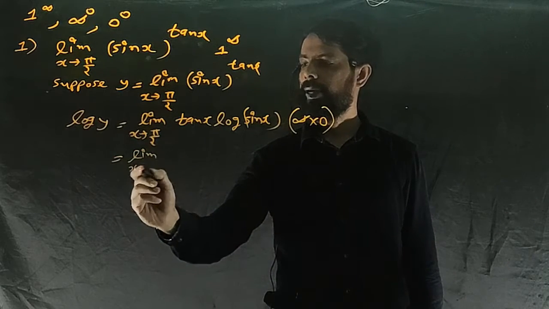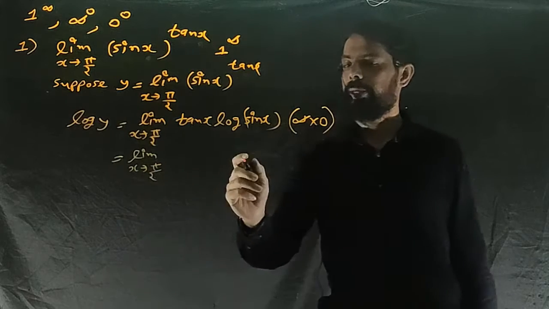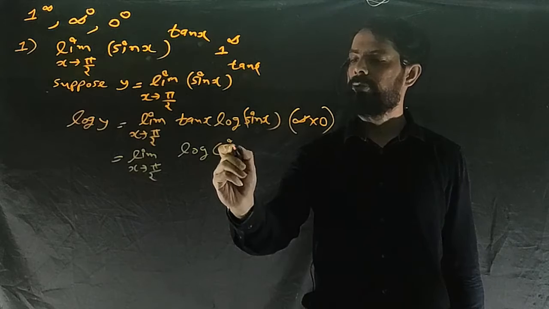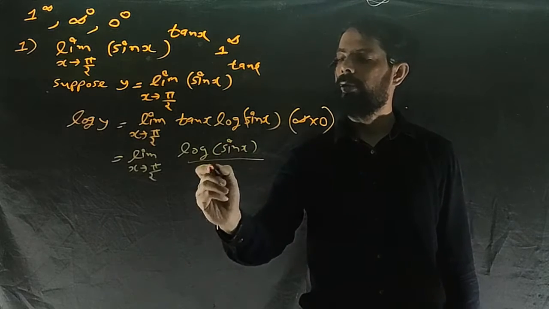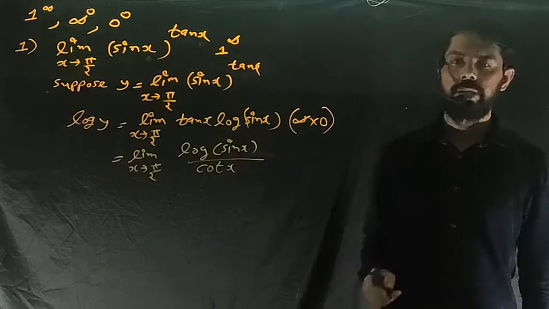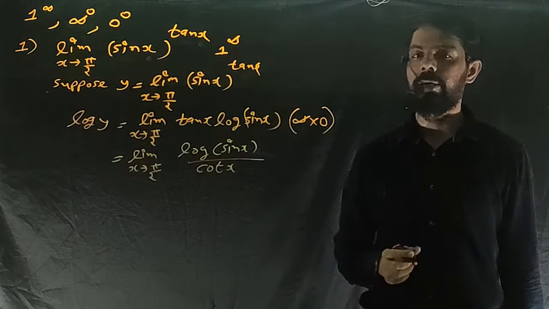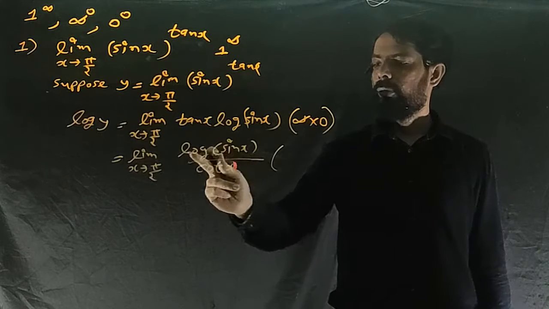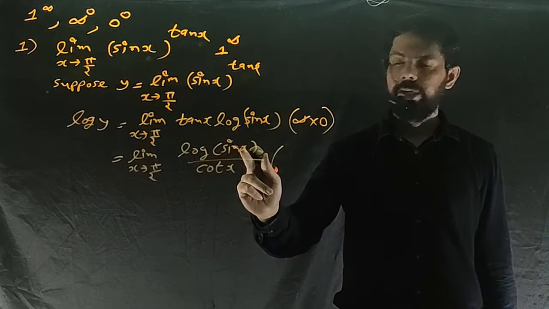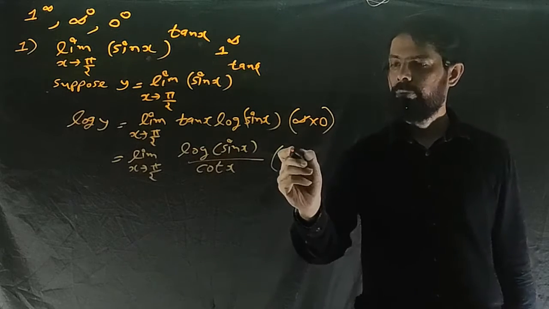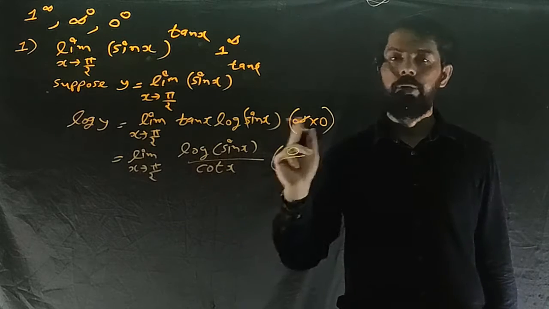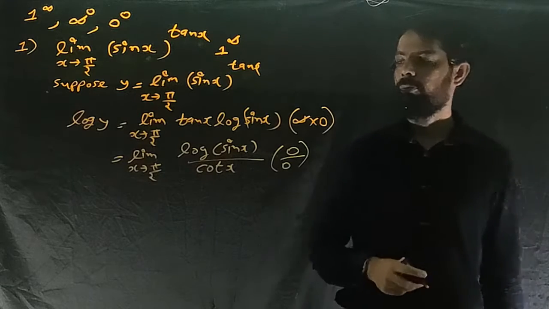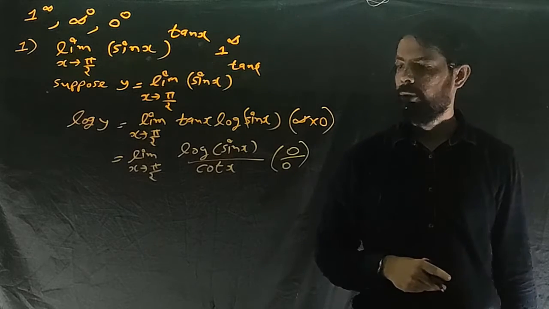here we will write down limit x tends to pi by 2. Okay, so here this can be written as log sin x divided by cot x, because 10x can be written as 1 divided by cot x. So now this will become log sin pi by 2, and sin pi by 2 is 1, and value of log 1 is 0. Okay, and cot pi by 2 is 0. So now it will become 0 by 0 form. So now we can use L'Hopital rule.